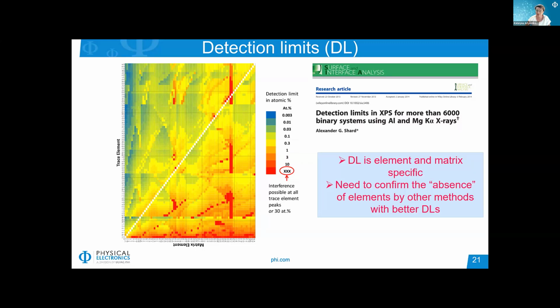So a reminder that the detection limit is not just 0.1 to 1, like we often see. It is element and matrix specific. And if you don't see the element, it doesn't mean that it's not there. There are other analytical techniques with better detection limits that should be used to confirm the absence of the elements or contaminants.